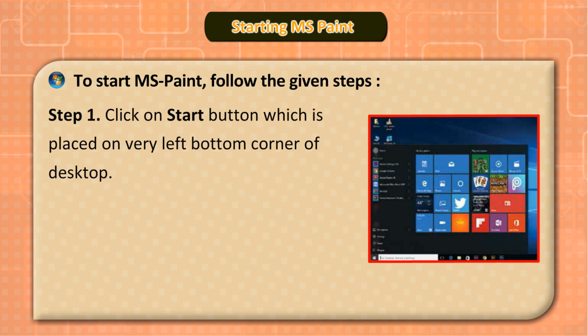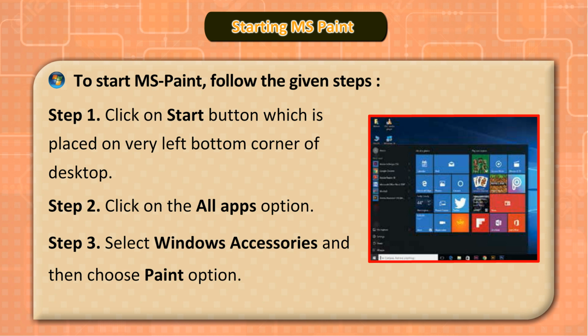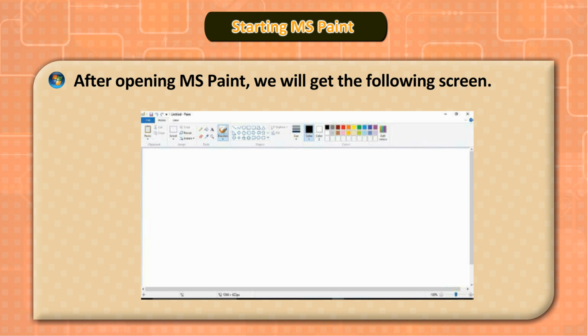Step 1. Click on Start button, which is placed on very left bottom corner of desktop. Step 2. Click on the All Apps option. Step 3. Select Windows Accessories and then choose Paint option. After opening MS Paint, we will get the following screen: Quick Access Toolbar, Title Bar, Ribbon, Drawing Area.